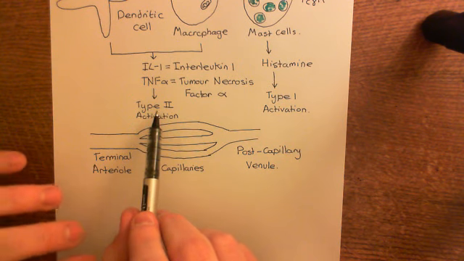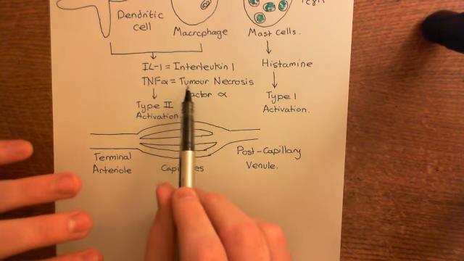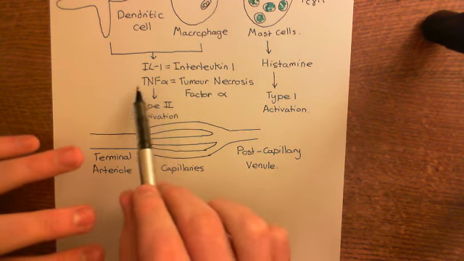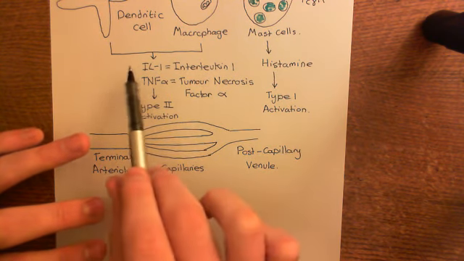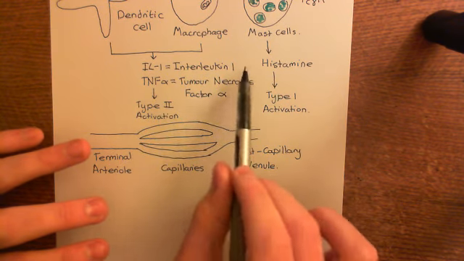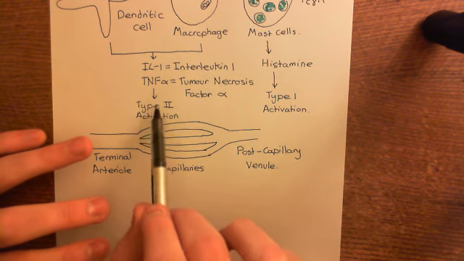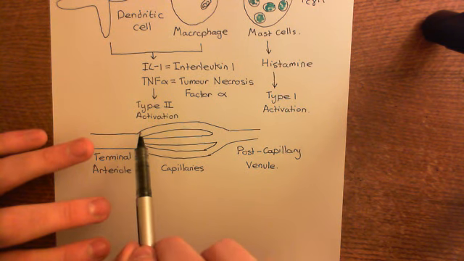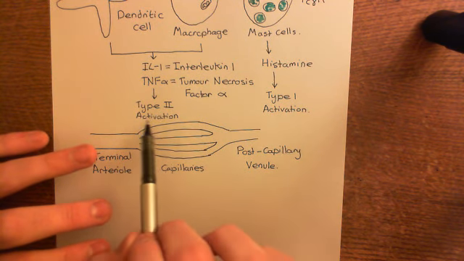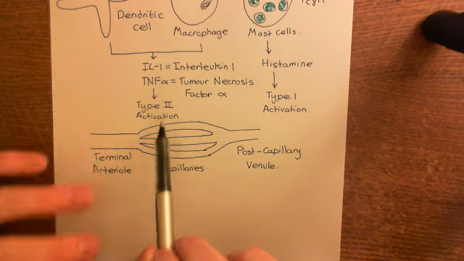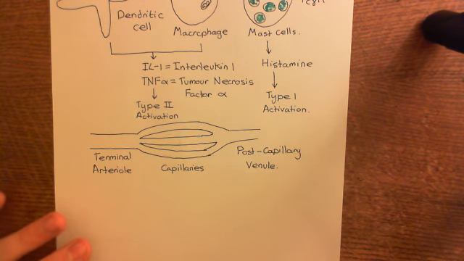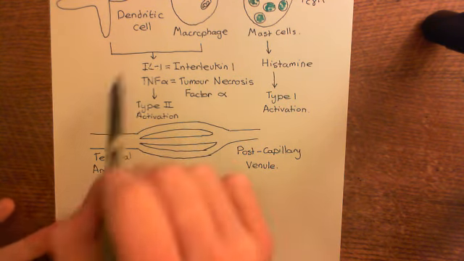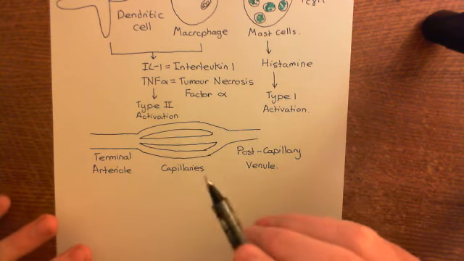Okay, so type 2 activation, not only are the mediators of it produced slower, so not only do they take longer to produce, once they've got to the endothelial cells and are binding to them, the actual process of the endothelial cell undergoing type 2 activation again takes much longer because it involves changes in protein synthesis. Okay, so this one takes hours, this one takes minutes, basically.